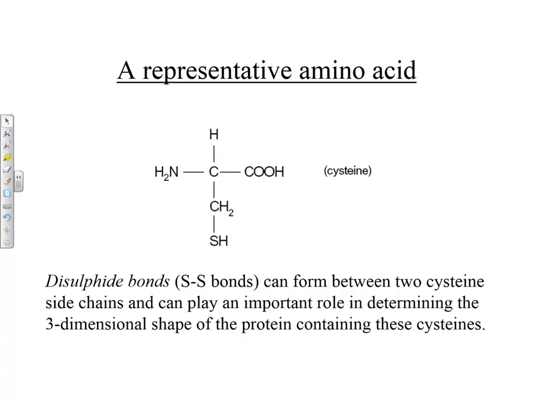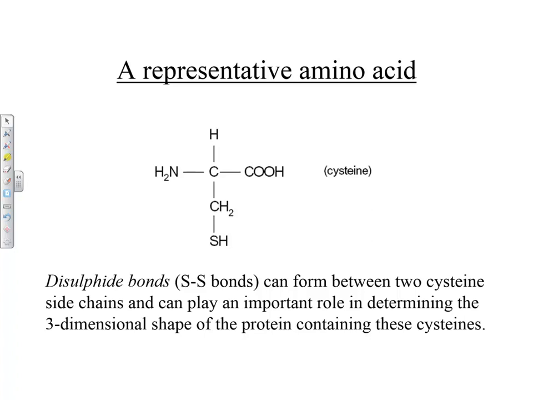So in fact, if you have two of these, they can link together, okay? The side chains can link together because the two sulfur atoms can link together and the hydrogen can be eliminated, okay? Inside the cell, that is not going to happen because inside the cell, it's an aqueous environment. So you have a lot of hydrogen ions moving around, right? But when it's outside the cell, you could have cysteine units link up together like this. So disulfide bonds can form between two cysteine side chains and can play an important role in determining the three-dimensional shape of the protein containing these cysteines.